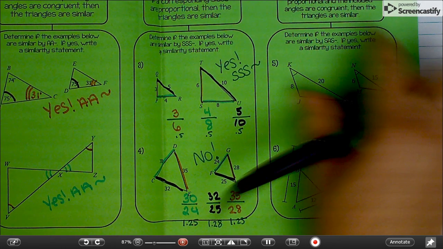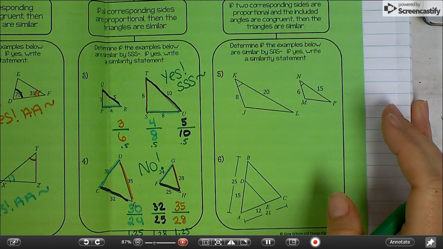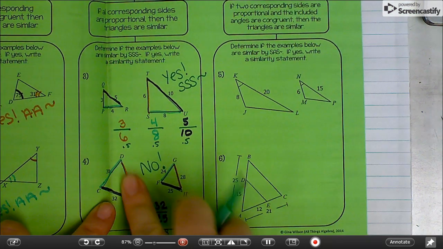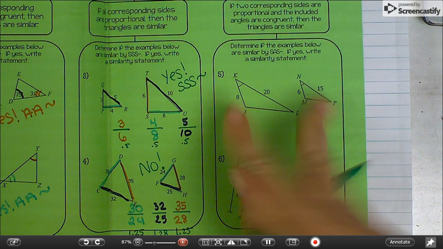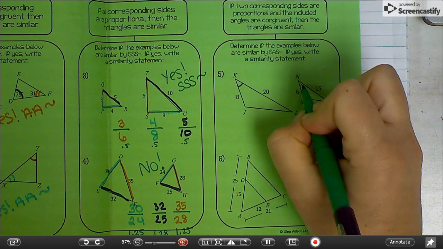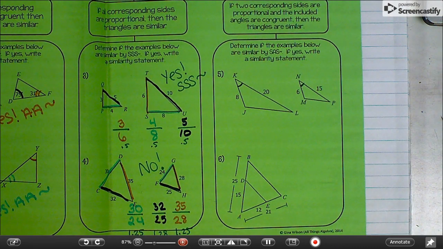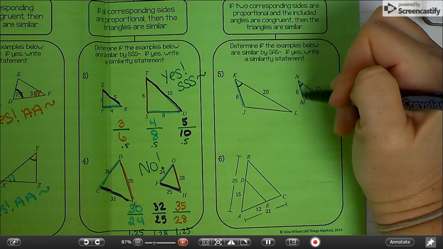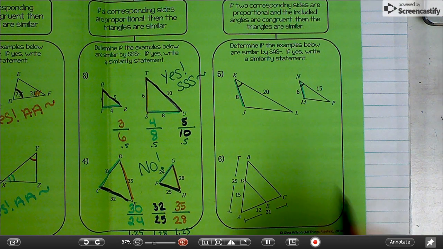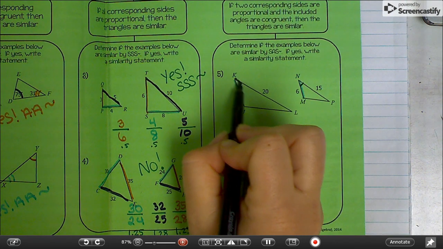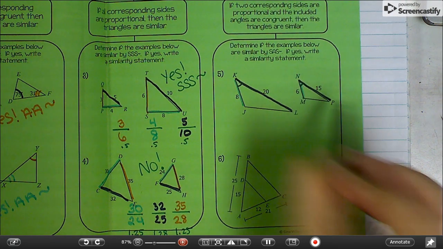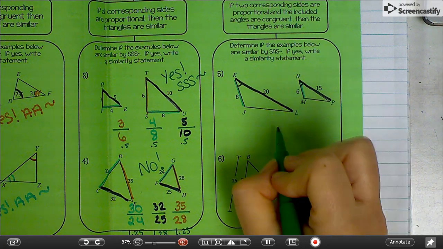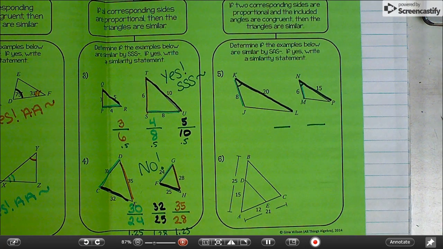All right, and then we're going to go with side angle side. Side angle side you do very much like this, except we only really have to compare two sides because we have the angle between them that's fixed. So we're going to do the small side of the first triangle with the small side of the second one. Those are corresponding. The longer side with the longer side. And we're going to check the ratios and see if they are congruent.